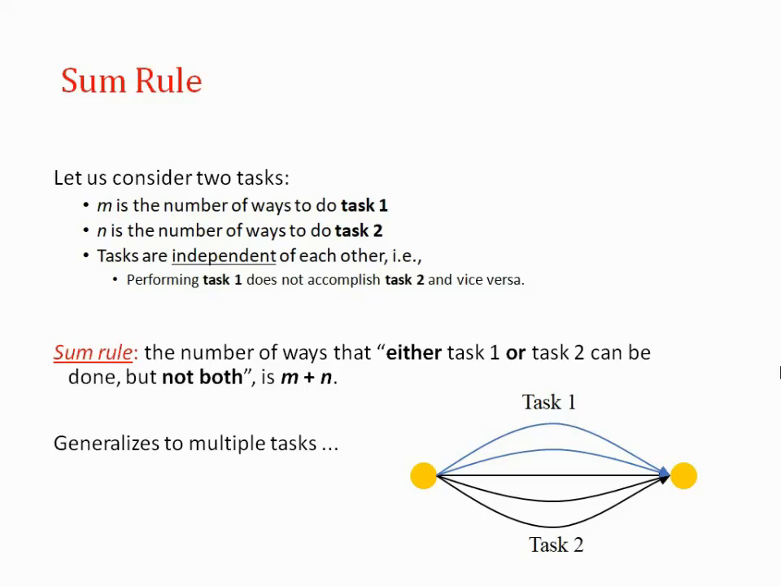The sum rule says that the number of ways that either task 1 or task 2 can be done, but not both, is M plus N. That is what the summation rule is. Task 1 can be done in M ways and task 2 can be done in N ways, and both are independent of each other, so the possible ways you can do this is M plus N. In case of Boolean logic, we have seen one example that there exist three variables, each having two possibilities, and how many ways you can arrange them.